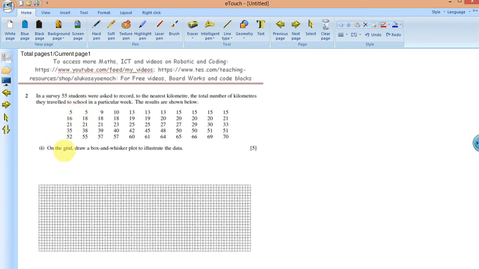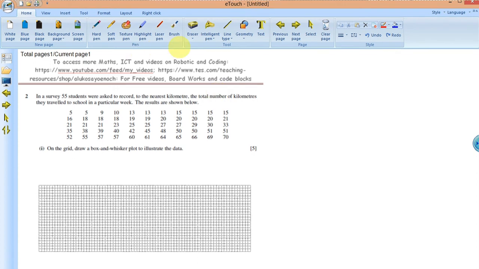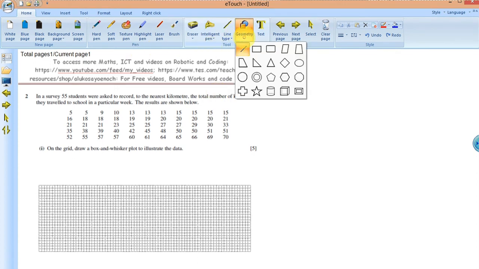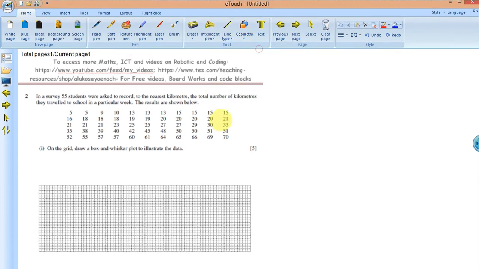So on the grid, draw a box and whisker plot to illustrate the data. Guys, hope you are familiar with how to draw box and whisker plots. We just go ahead and use the 5-number summary. So what is the 5-number summary? Guys, let me just put it here. 5-number summary, let me put it here.